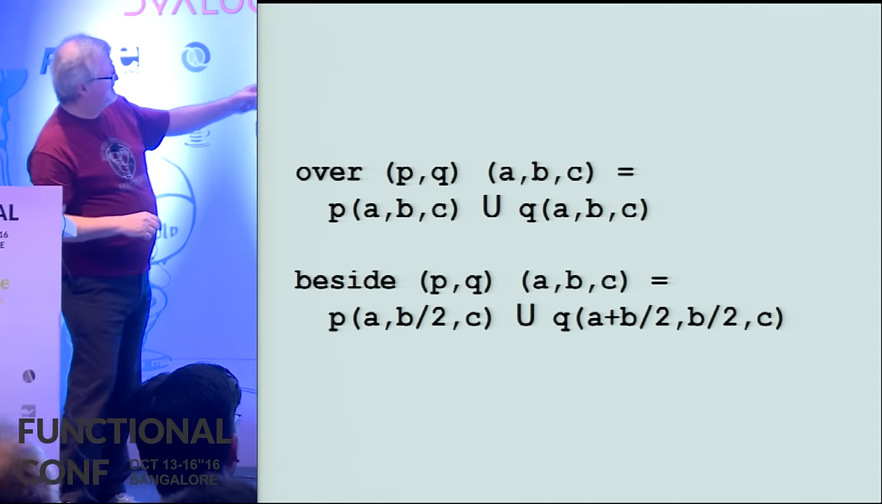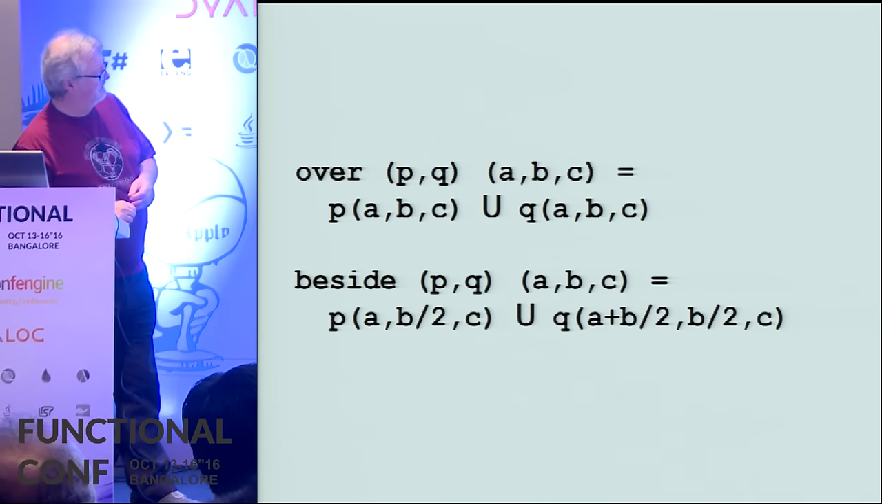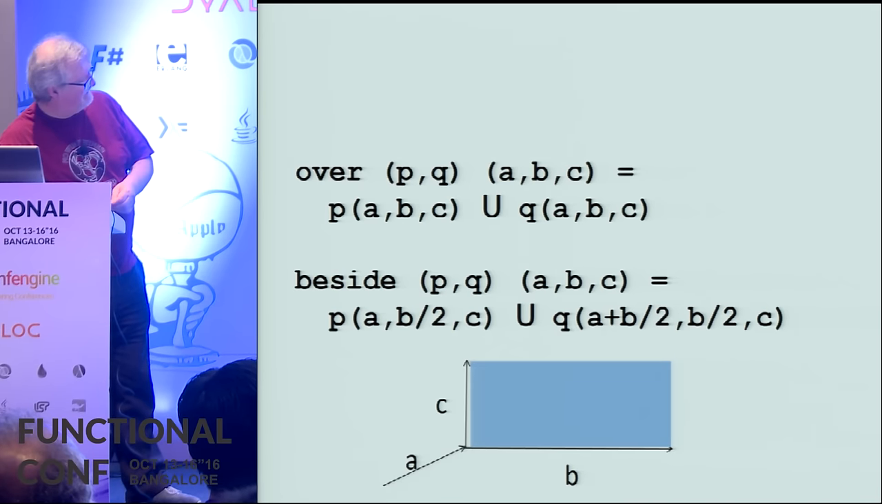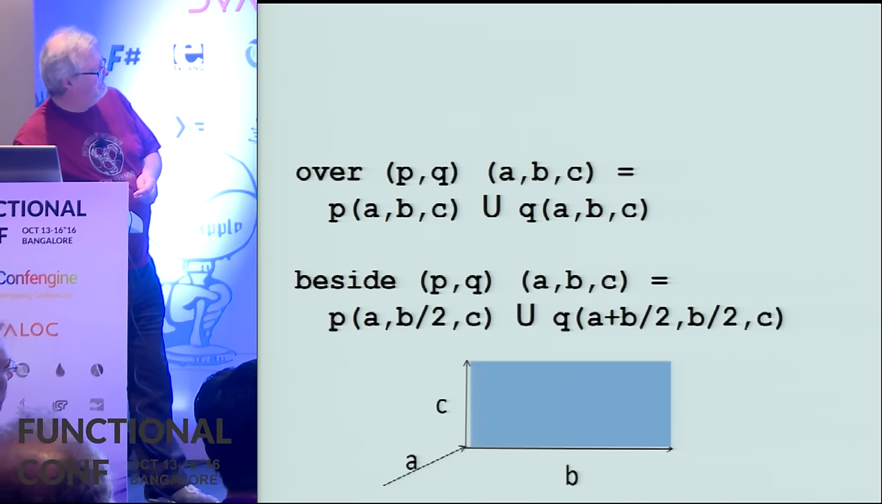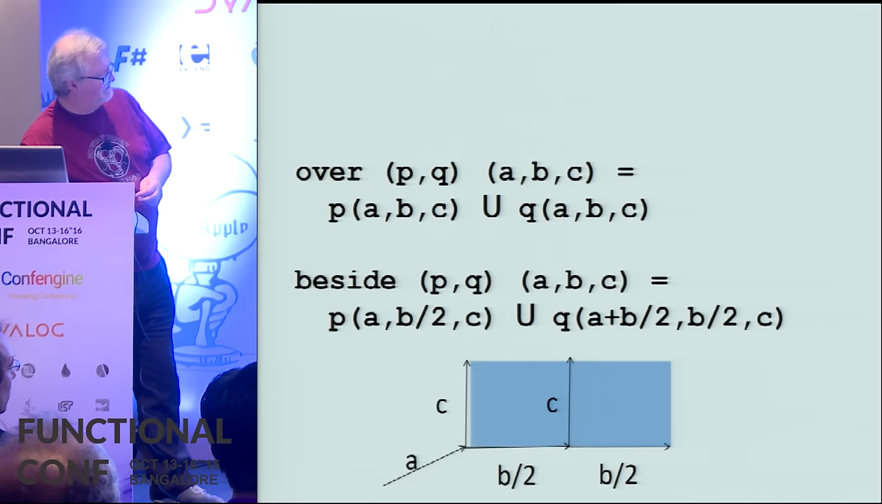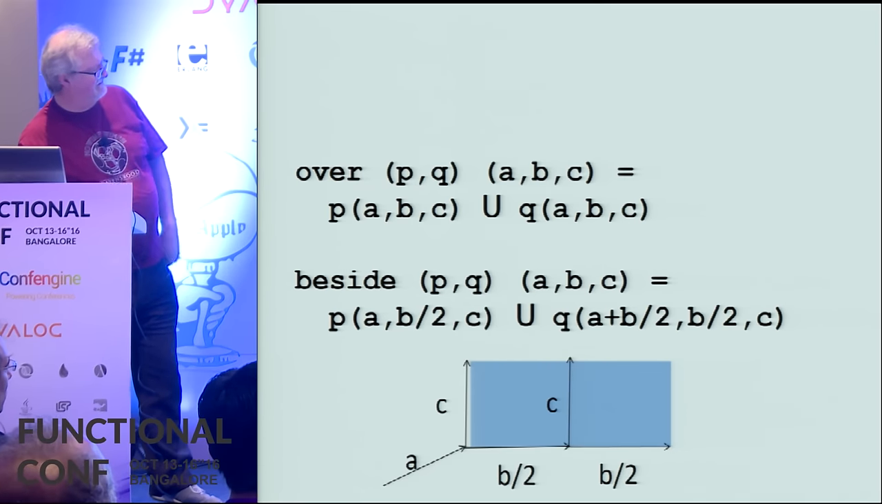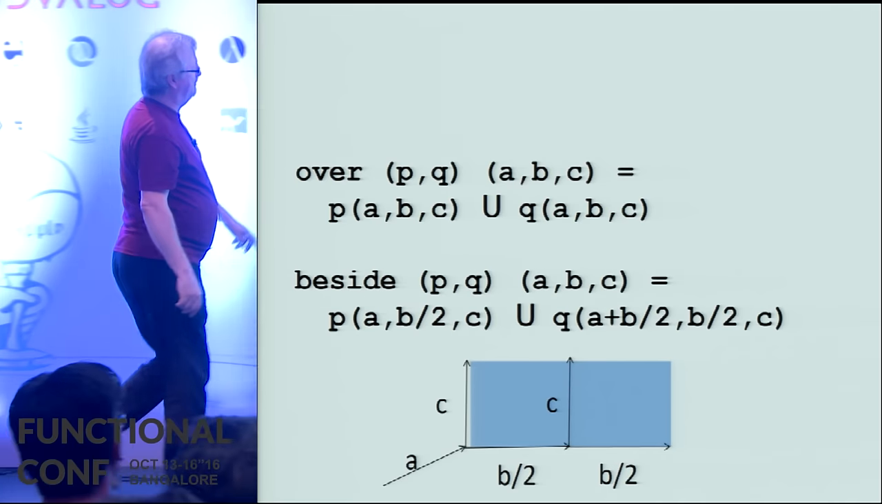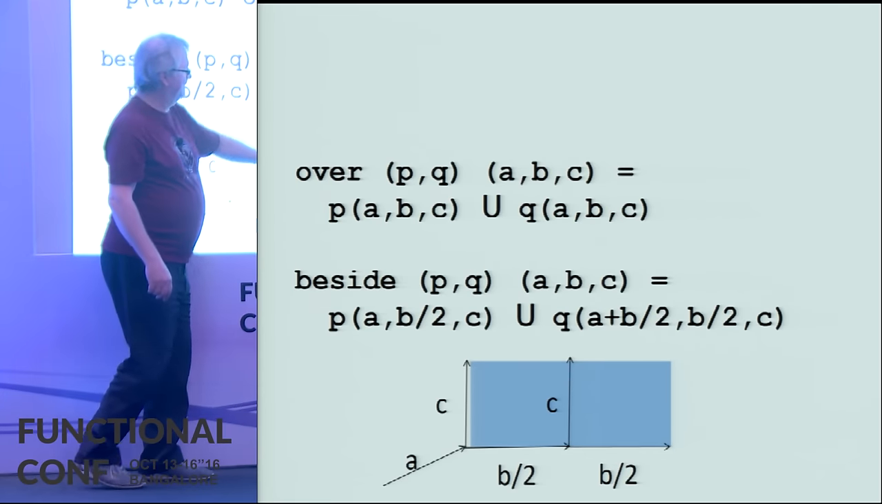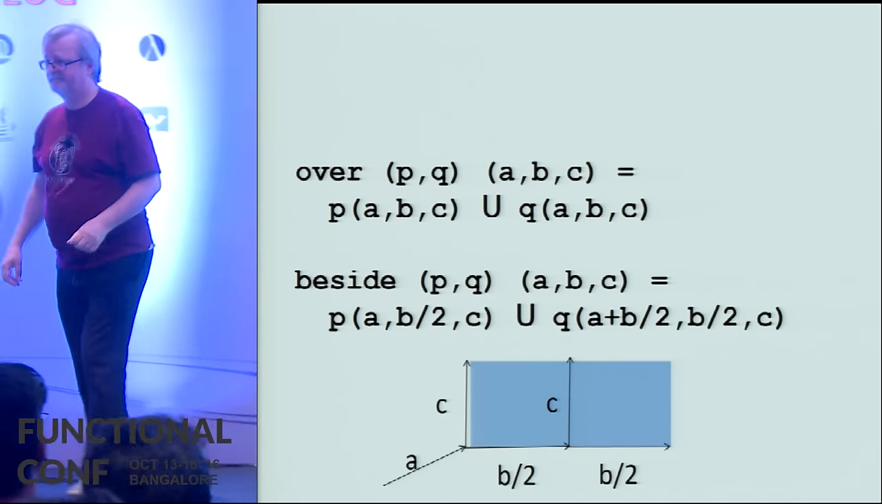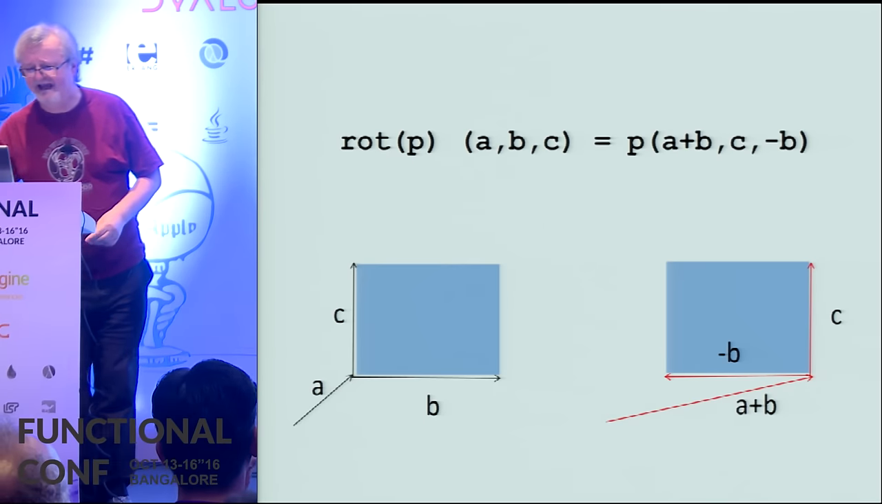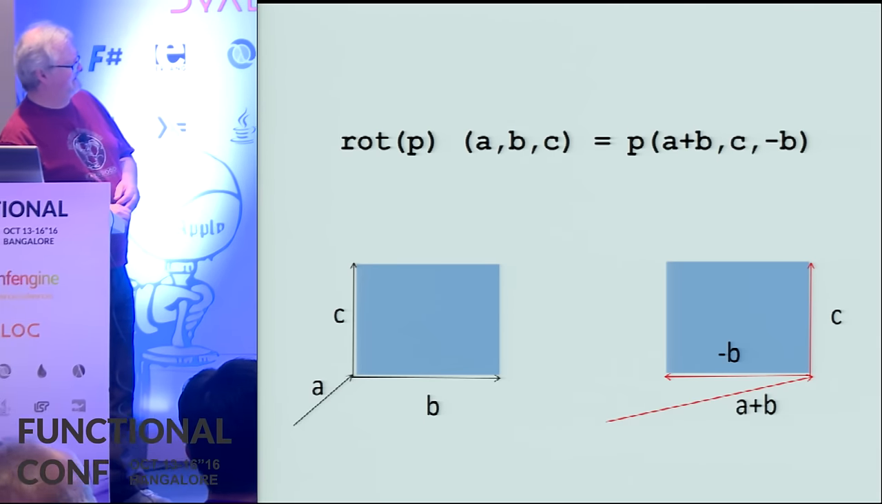Here's how you put picture P beside picture Q. Just to make this easier to understand, take the box ABC, we divide it into two boxes, and you can figure out what the vectors there need to be, and then we draw P in the left box and Q in the right box and take the union. You can even rotate a picture by fiddling with the vectors.